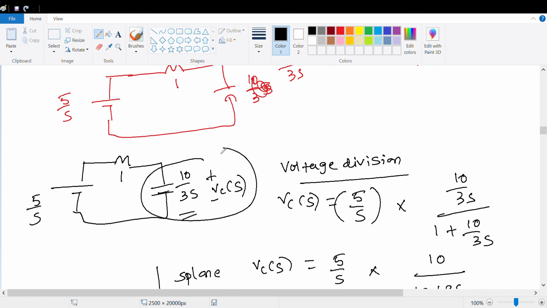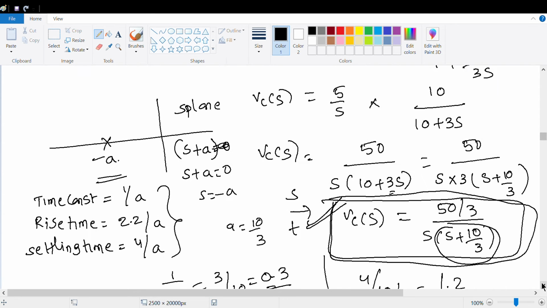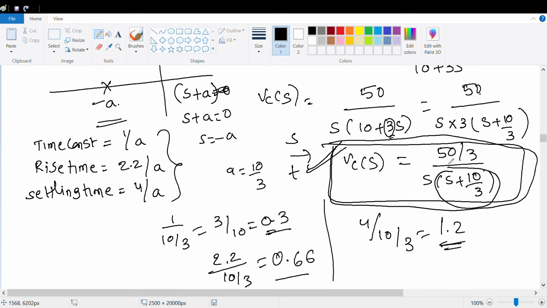After that we know voltage division. The voltage across this capacitor is the total voltage times its impedance, 10 by 3s, over the total impedance. So therefore Vc of S is equal to 5 by S times 10 by 10 plus 3s. I just rearranged the terms: Vc of S is 50 by S times 10 plus 3s, and taking 3 common, it is 50 by 3 over S times S plus 10 by 3. This is the expression for Vc of S. And how do we find the time constant, rise time and settling time? In the denominator there is a pole.